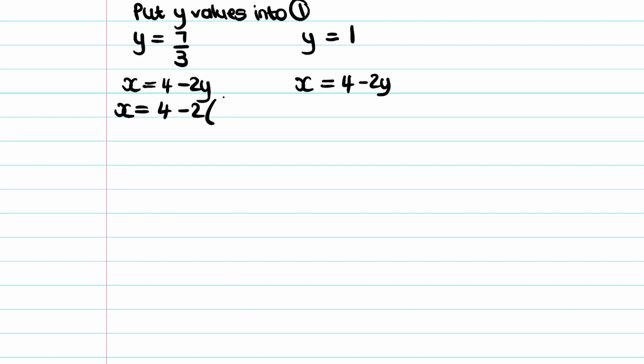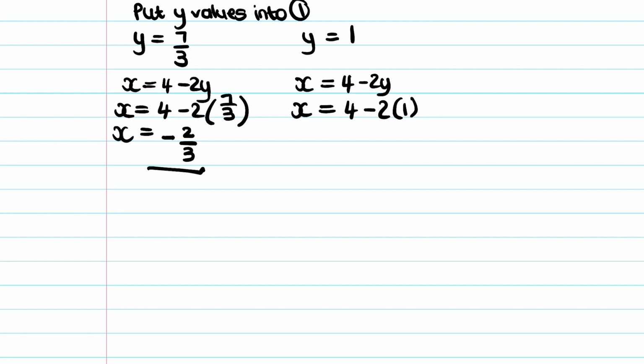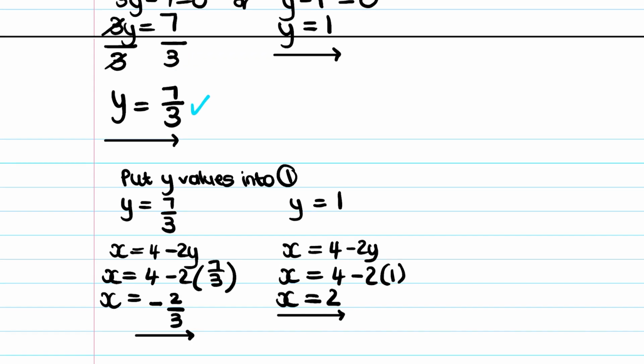So we have x is equal to 4 minus 2 times 7 over 3. And then on the side, we're going to have x is equal to 4 minus 2 times 1. On this side, you're going to have x is equal to negative 2 over 3. Strange answer. I know it looks strange, but it is indeed correct. And then on the other side, you can have x is equal to 2. And there you have your 4 answers.